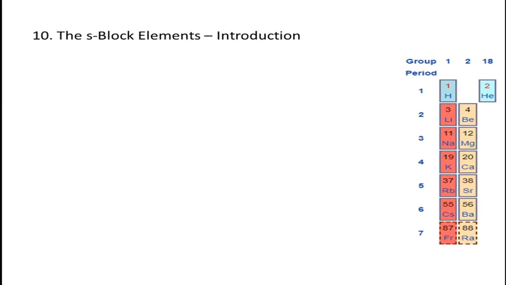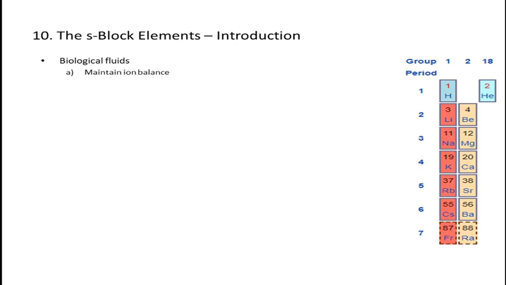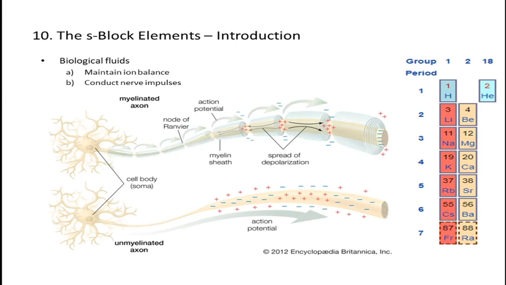Ions of S block elements play a vital role in sustaining life. Ions such as sodium, potassium, calcium, and magnesium are found in large proportions in biological fluids. It is so because they help to maintain ionic balance in our bodies or in any other living beings. They are also responsible for conduction of nerve impulses, that is, transmission of electrical signals or messages between our organs and the nervous system.